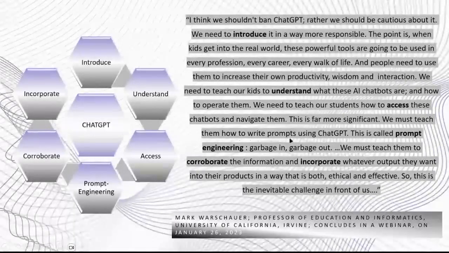We must teach them how to write prompts using ChatGPT. This is called prompt engineering. Garbage in, garbage out. We must teach them to corroborate the information and incorporate whatever output they want into their products in a way that is both ethical and effective. So this is inevitable challenge in front of us. Feeling relaxed now, right? So this is his theory. I just tried to present it this way. Okay.